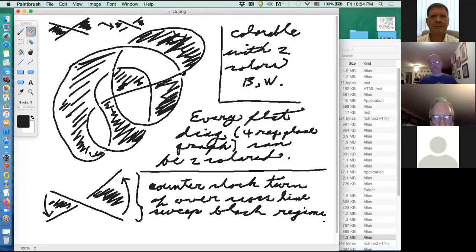Another way of thinking about it is you cut an undercrossing with black on your left. Doesn't matter whether you're coming in this way or that way. Cut the undercrossing with black on your left.